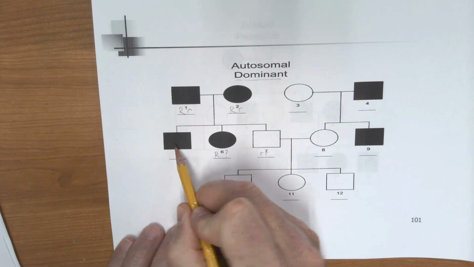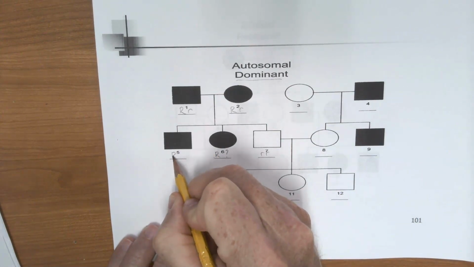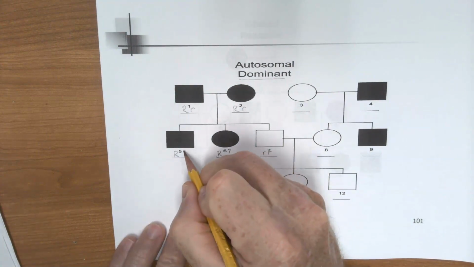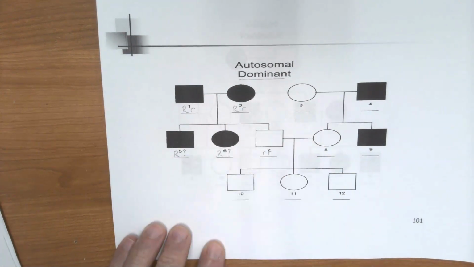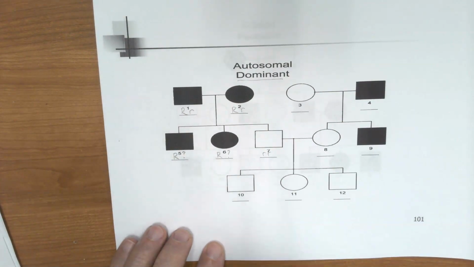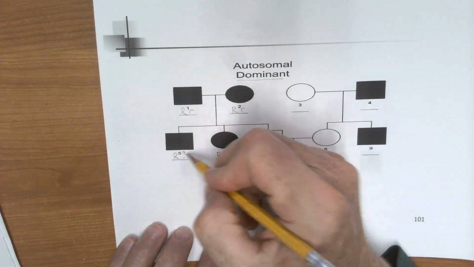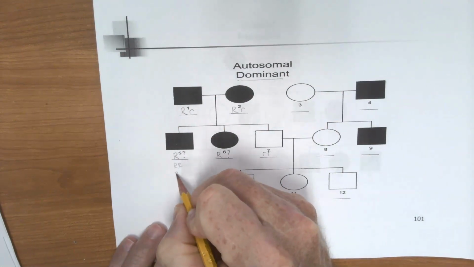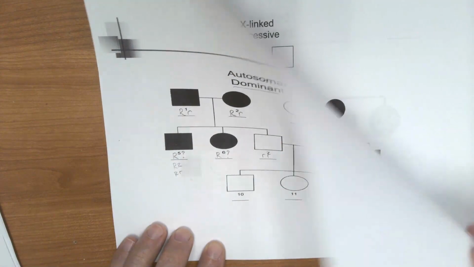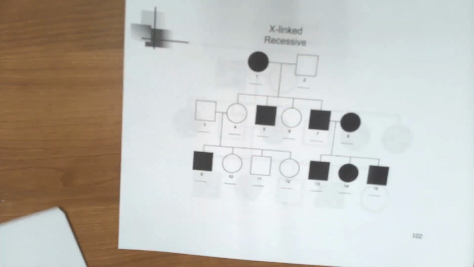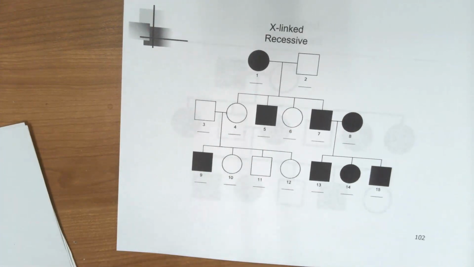Here is another son. We know that he's at least that. Who he got it from, we don't know. Where did he get the second one from? We don't know. Could be homozygous or heterozygous. And so we set that up that way. It's okay to leave those question marks because they could be this or they could be that. Now when we look at X-linked, let's look at the X-linked recessive.